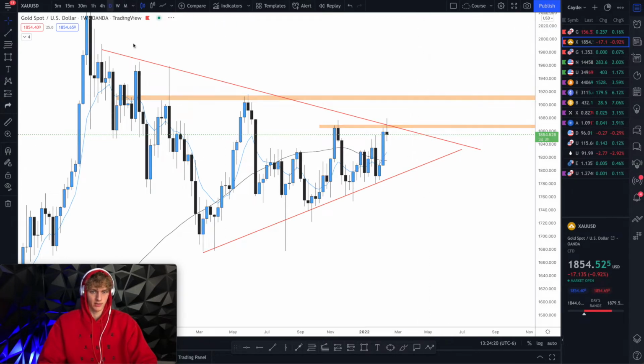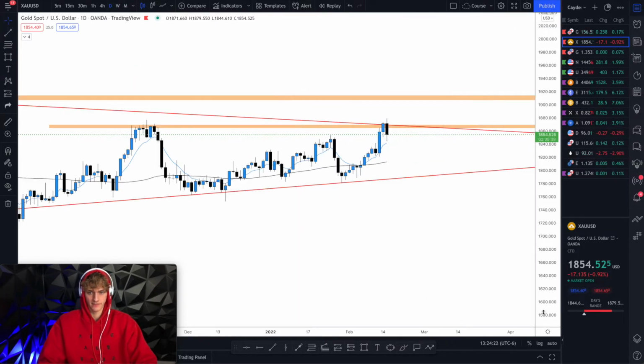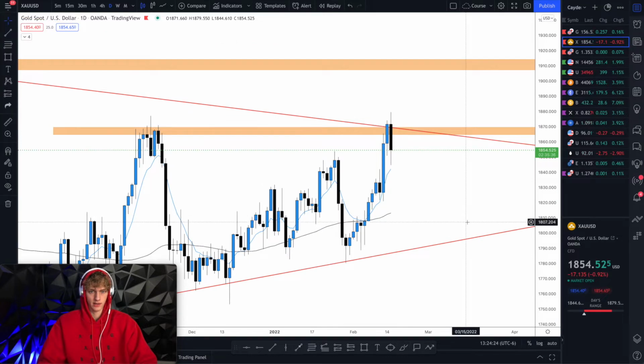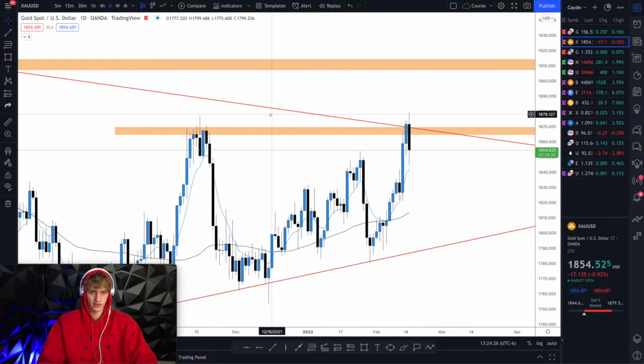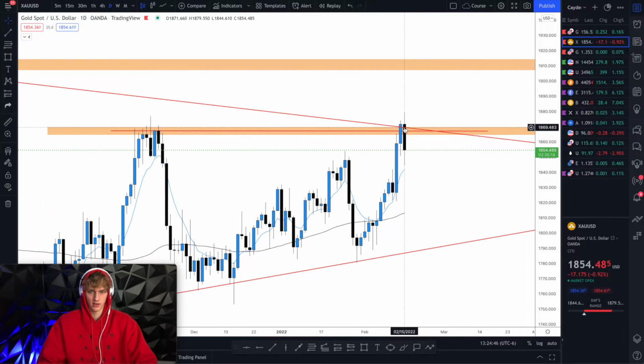Okay, now we'll go down to the daily. As you can see, on the daily we actually did close above this area. But what happened right after that? We wicked into it, and now we're coming down hard. There's 2 hours and 35 minutes left on this daily candle.